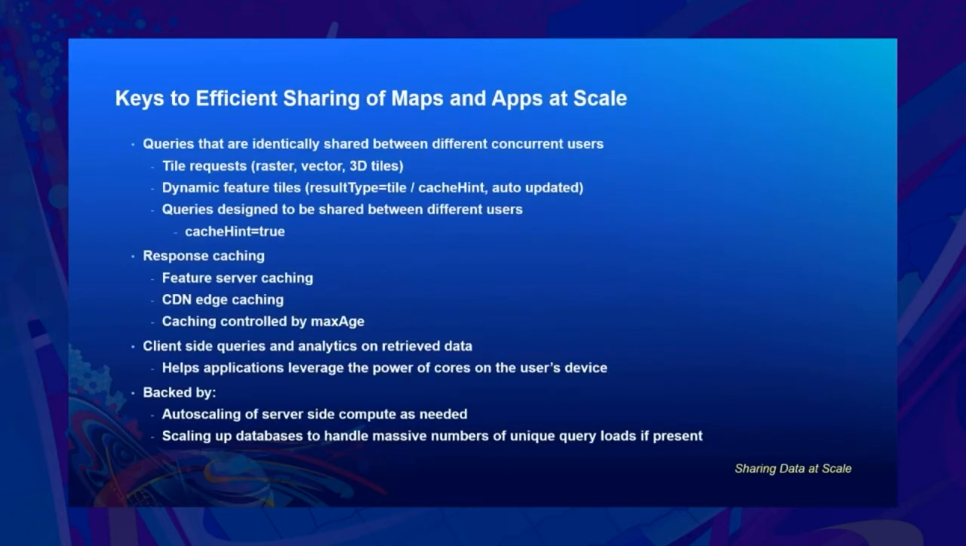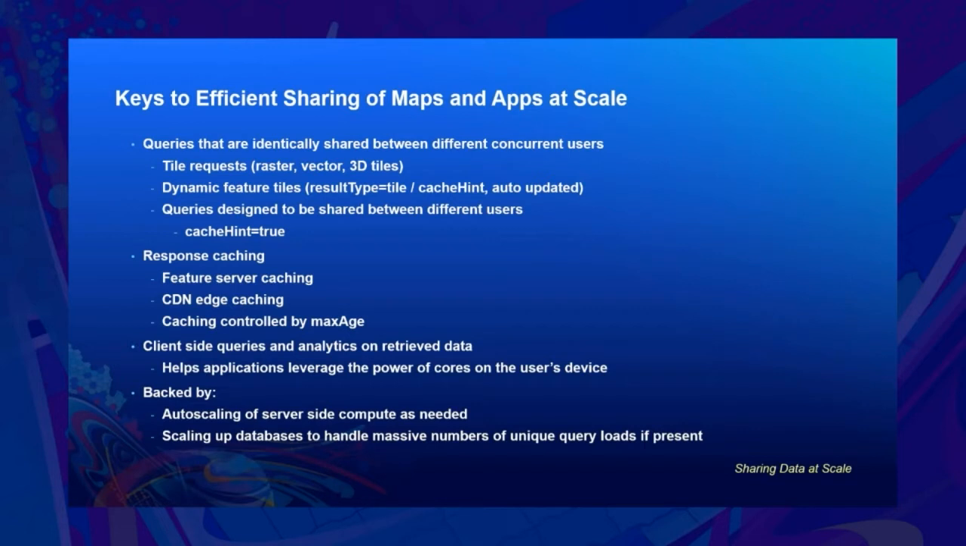So if you look at those three components, you can see that the key to efficient sharing of maps and apps at scale is the concept of response caching. And one of the response caches that we have in the system is something called a feature tile cache. So let's go back to the options that allow you to share maps and apps and scale: you need to look at your app or your map.